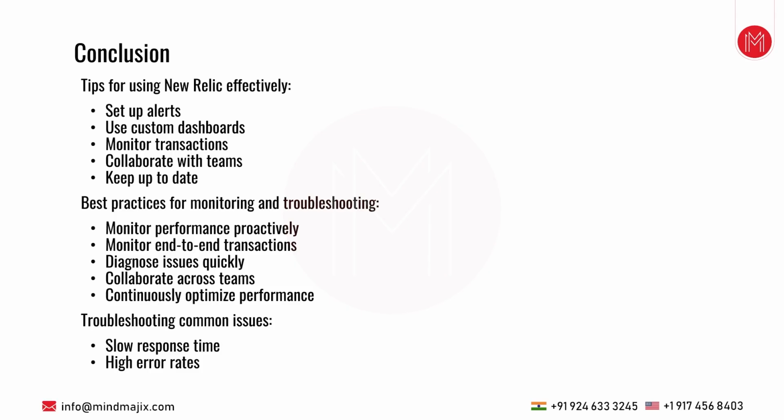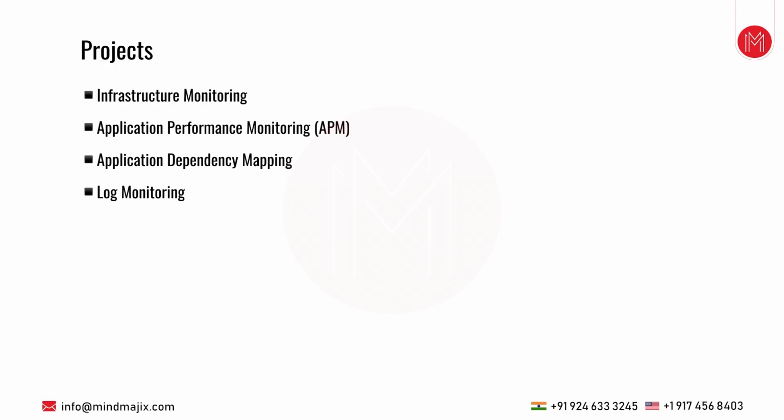Some of the tips to use Datadog effectively would include: set up alerts, use custom dashboards. Best practices would include: monitor performance proactively, monitor end-to-end transactions. Troubleshooting common issues would include validating slow response time, high error rates, infrastructure issues, or any synthetic failures, which would include synthetic performance testing. And before the end user logs in for a particular scenario, if an issue occurs, rectify those issues.